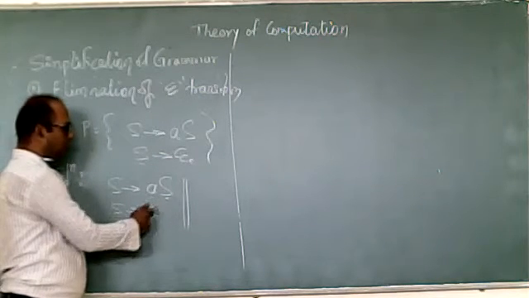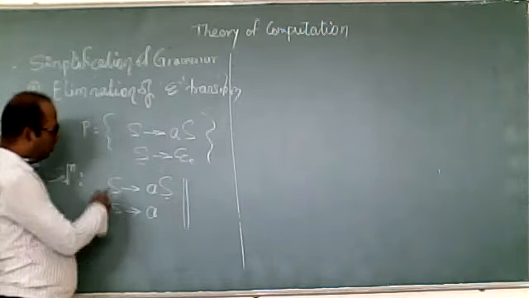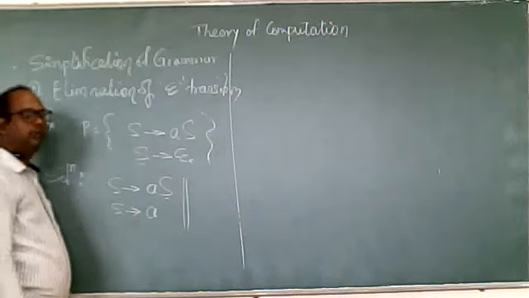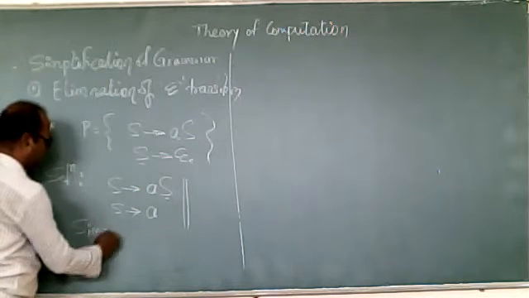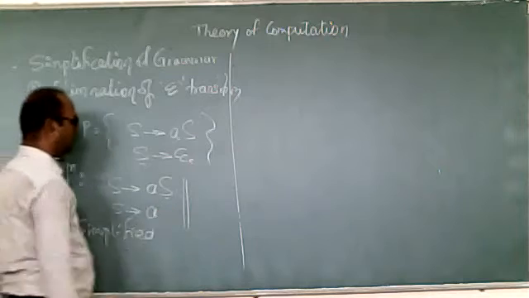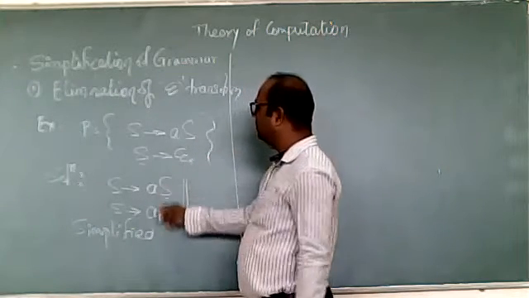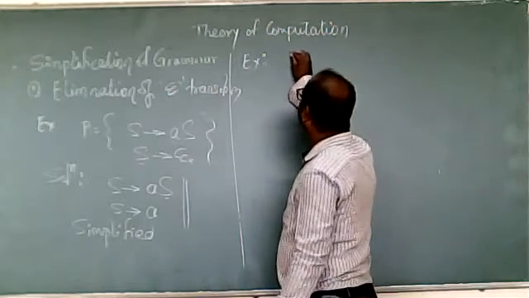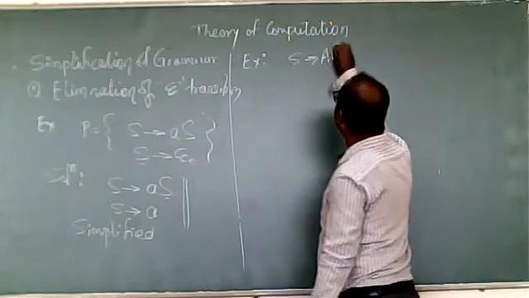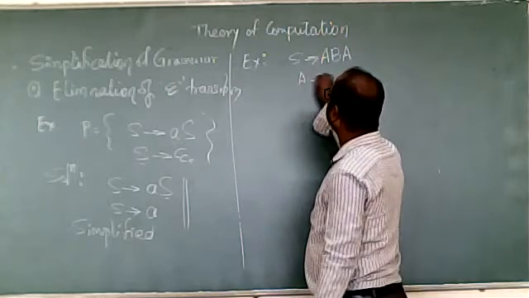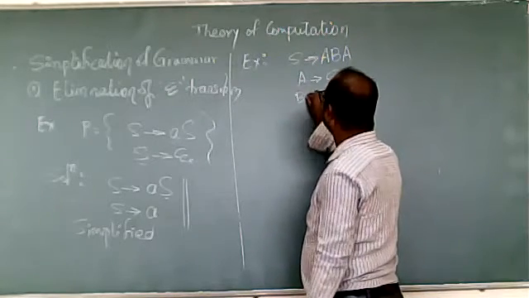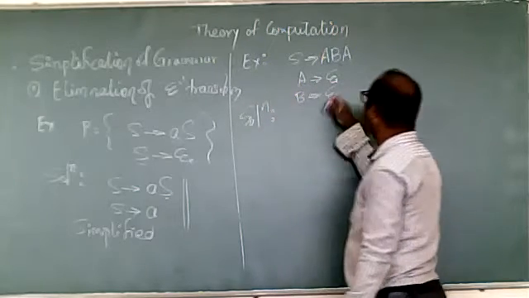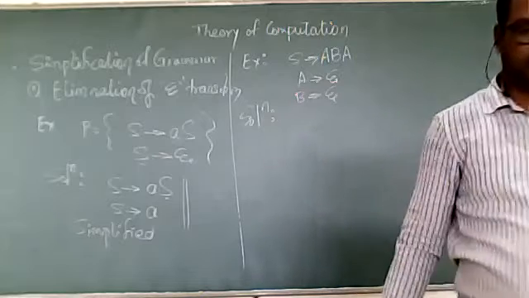When we replace this S variable with the epsilon, the new production is there. So we get these two productions. These two productions are the simplified grammar. So instead of the original productions, we will write S produces ABA, where A is epsilon and B is epsilon. Now this is the example.